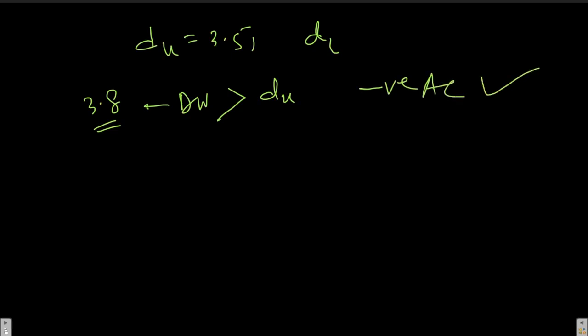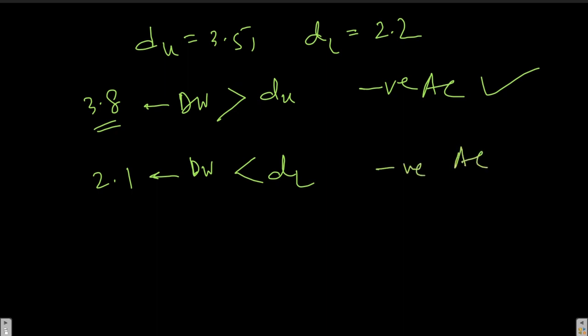All right. On the other hand, if my DW is lower than the D lower critical value, let's say in this case it is maybe 2.2, so if my DW is, let's say, 2.1, then I will say negative autocorrelation is not present.